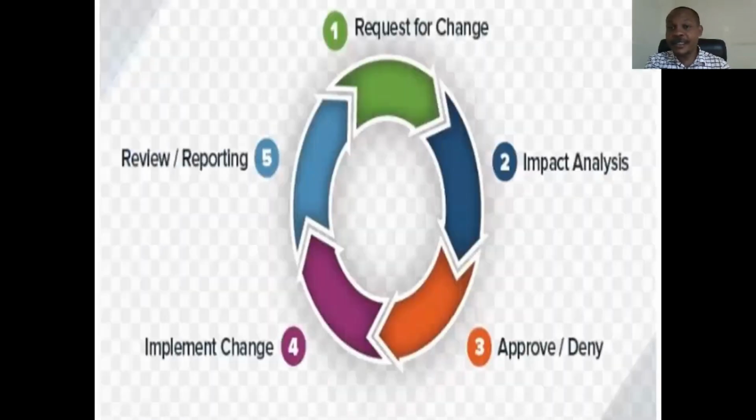Now, this circle here just explains the perform integrated change control process. For you to make any change in a project, first of all, you have to submit a change request. There's a form called the change request form. Fill it and tell us what you want to change and why. Then that goes to the project manager who is going to do the impact analysis. How is this change going to impact the project? Then from there, he's going to take it to the change control board for approval or denial. Then after that, the change is implemented. Finally, you review, document the change, and report. So you have to make sure that the change has been executed.